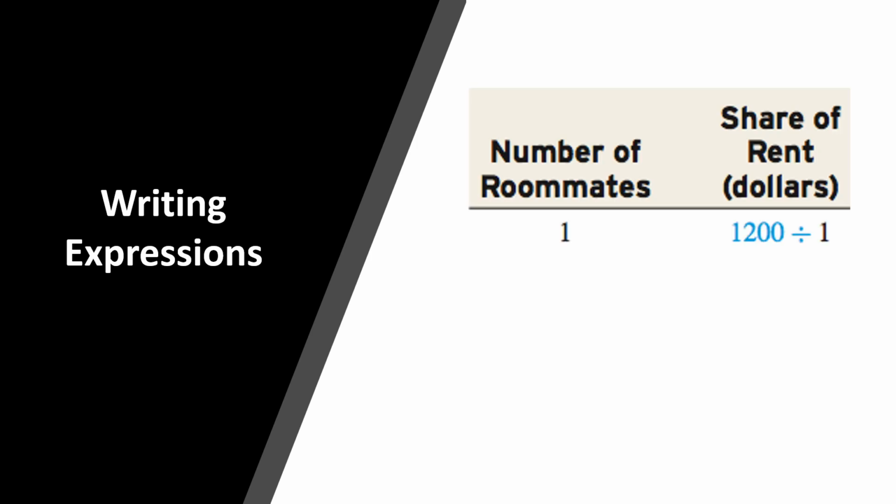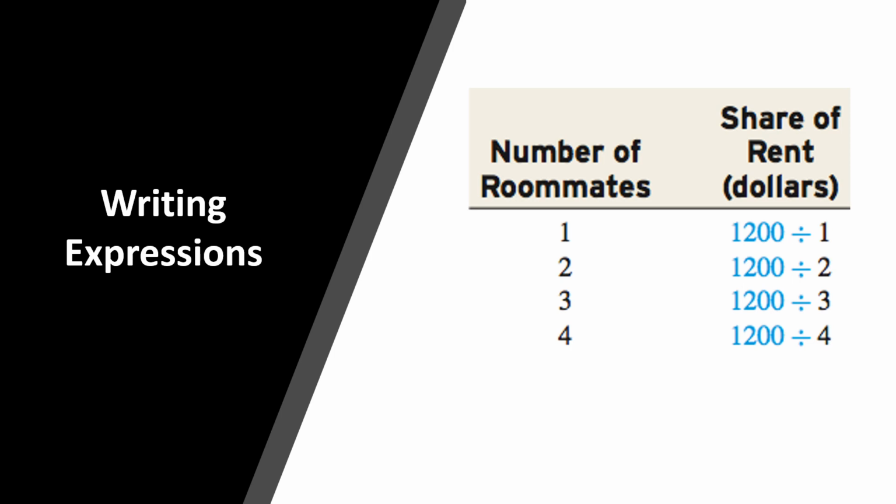So the number of roommates, if there is one roommate, one person, that would be $1,200 divided by 1. There's nothing to split. The one roommate is paying for everything. Now if you have two roommates, you would not multiply, you would divide, you would cut it in half. They're splitting it up. 1,200 divided by 2 is 600. One person pays 600, the other person pays 600, and together that makes 1,200. If you have three roommates, that would be 1,200 divided by 3, which would be $400 each. So as the number of roommates increases, the share of the rent decreases.